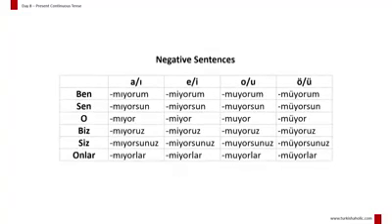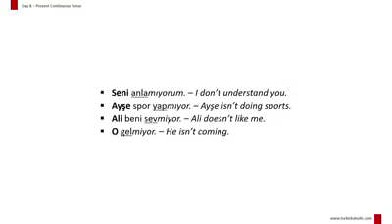If you want to make a negative present continuous sentence, you need to insert the mi, m, mu, mü suffixes after the root of the verb right before the present continuous marker yor. Here are some sentence examples. Seni anlamıyorum. Ayşe spor yapmıyor. Ali beni sevmiyor. O gelmiyor.